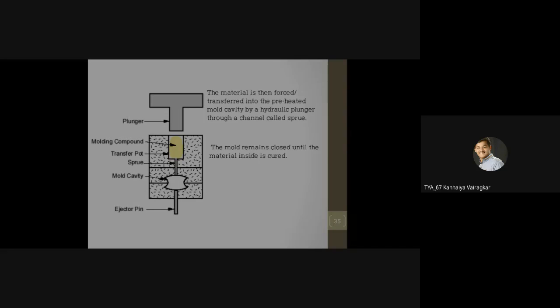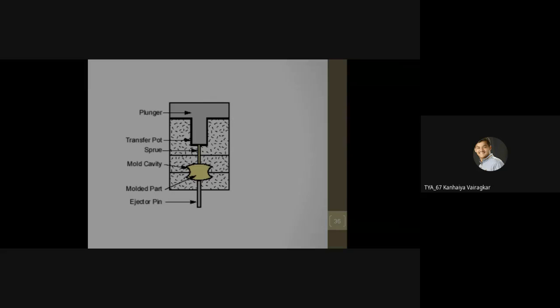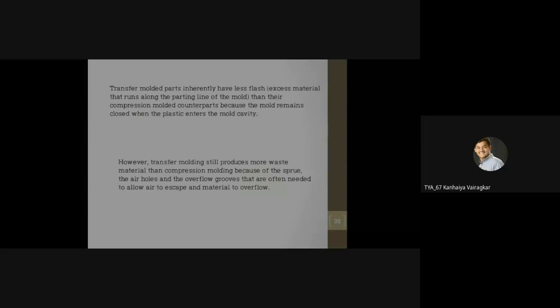Preheated material inside the transfer pot, push it with the plunger, it will pass through the sprue, and then it will go to the mold cavity, and it will be compressed. Finally you will get this kind of component. So there are some advantages and there are some disadvantages also. I think you got the process now properly.